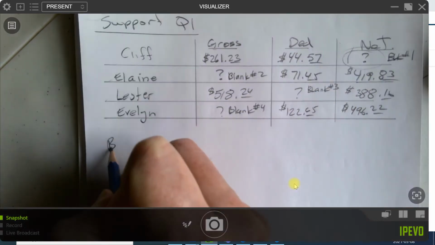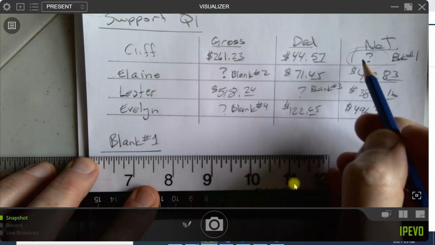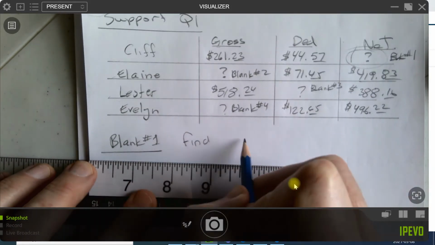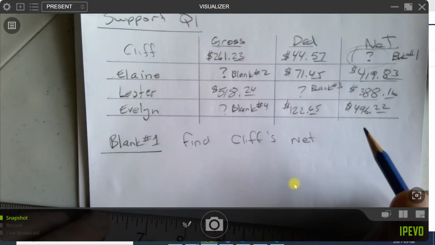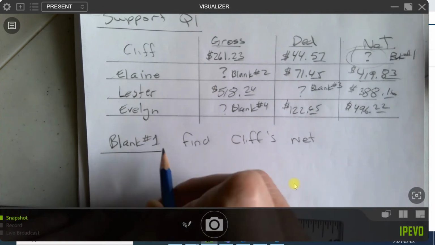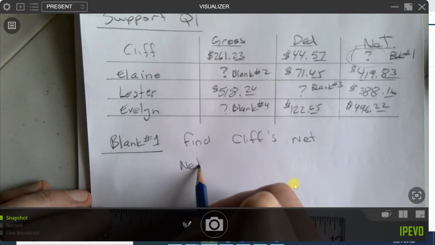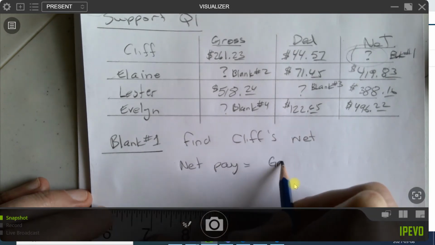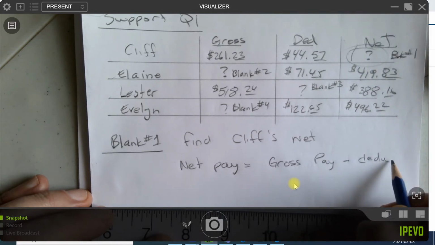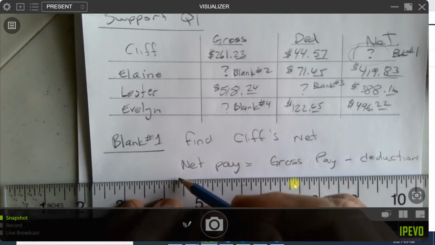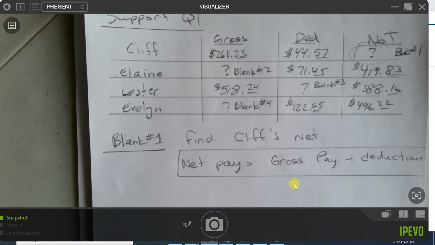So blank number 1, what do we have to do here? We have to find the net. Find Cliff's net. All right, so we know the gross, so again, what's net? Well, we know that net pay is equal to gross pay minus deductions. Right, that's our formula that we know, right? That's the net pay. So let's plug it right in.